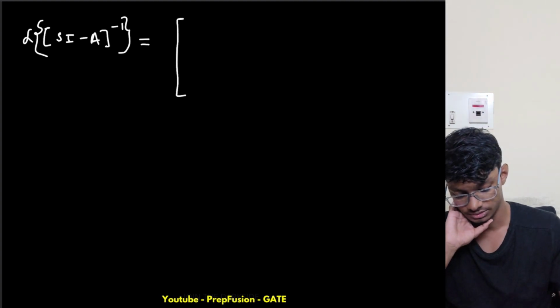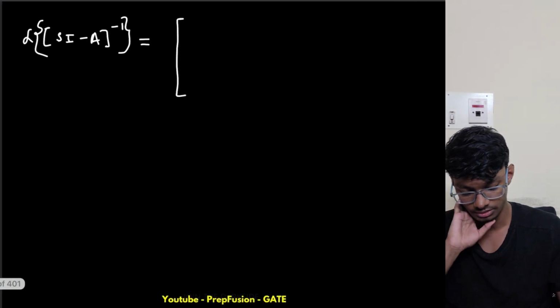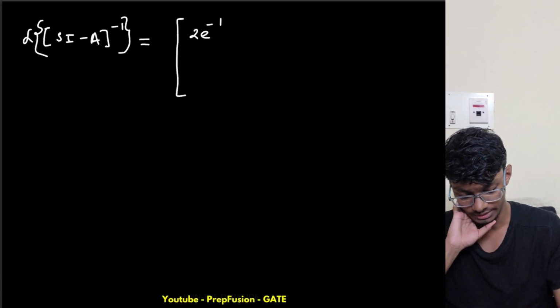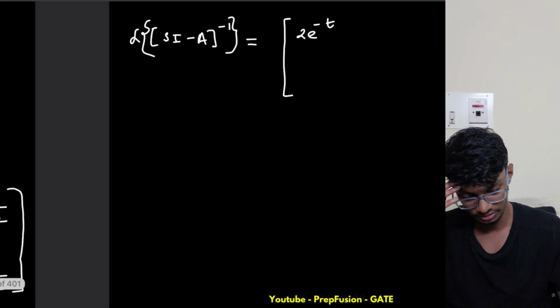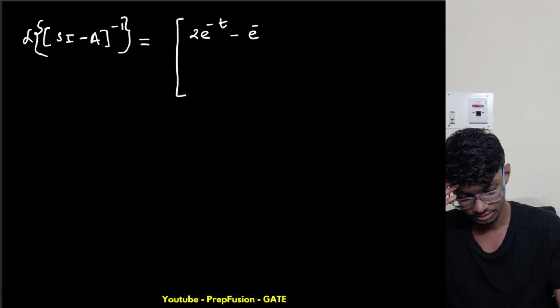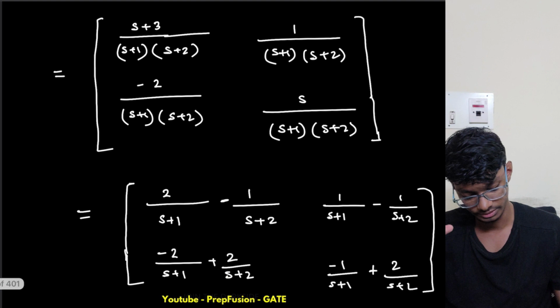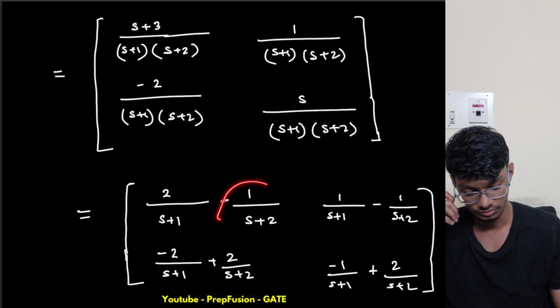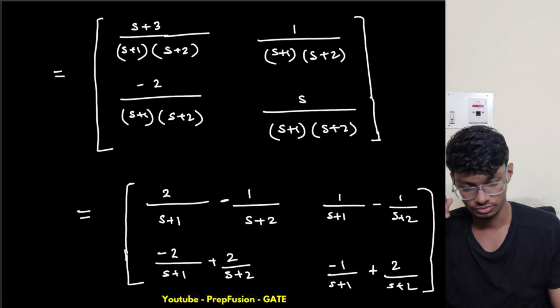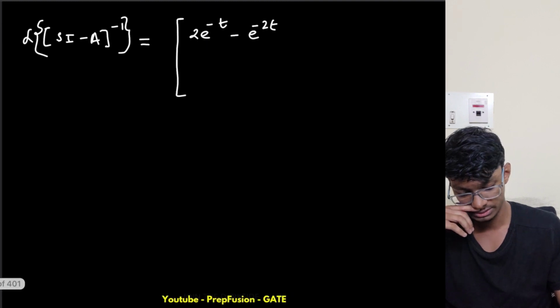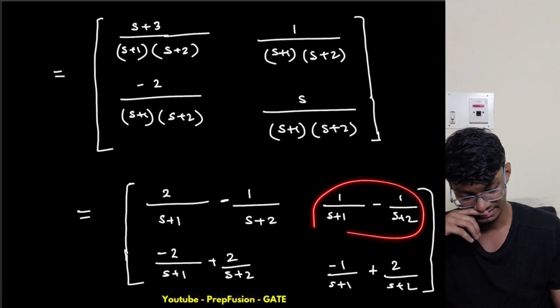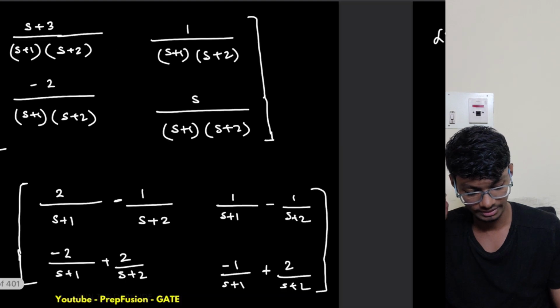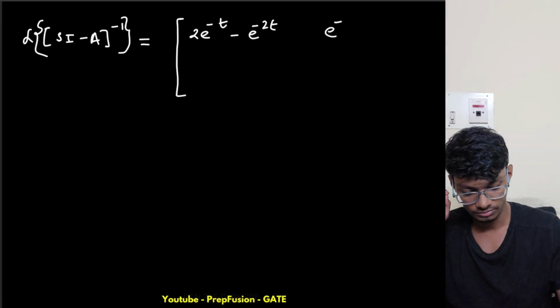So the Laplace inverse of this is 2 e raised to power minus t, and this is minus e raised to power minus 2t. Okay, I will understand it. This is 1 only, because this is 2. Okay, this 2, that's why this is 1 only. And what is this? This is e raised to power minus t minus e raised to power minus 2t, right?